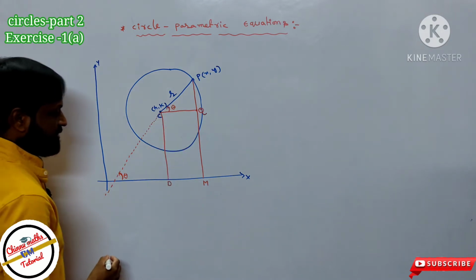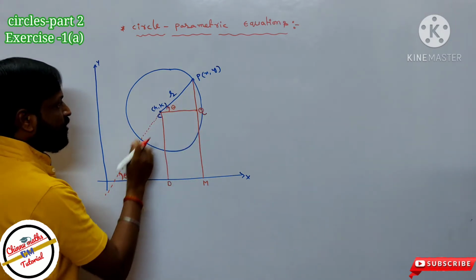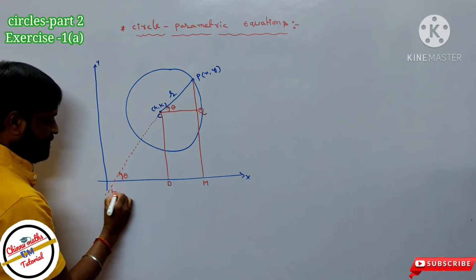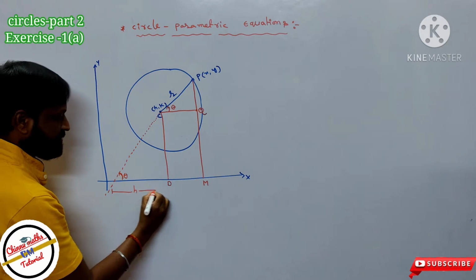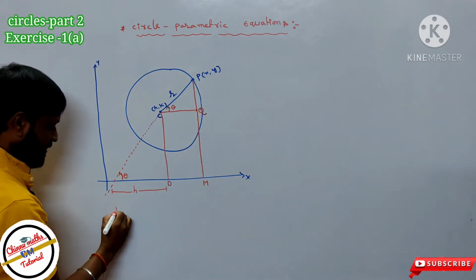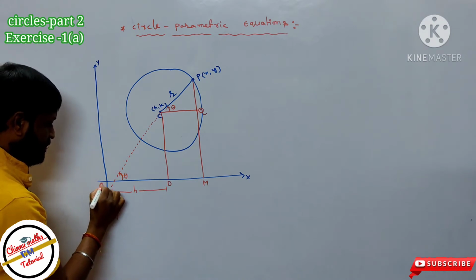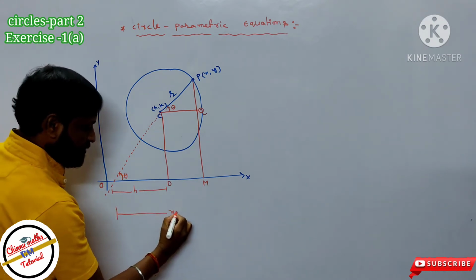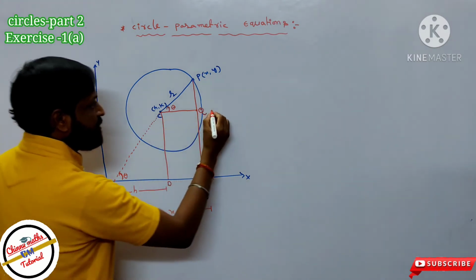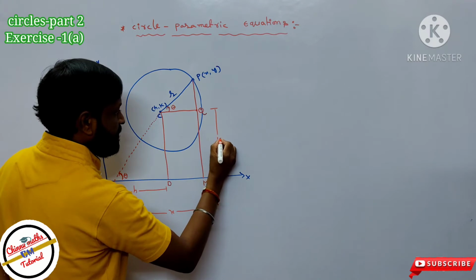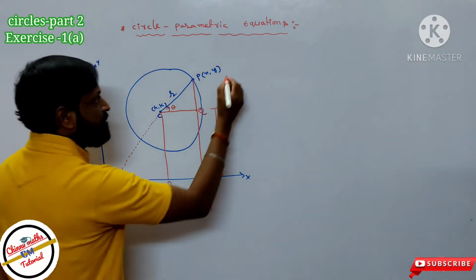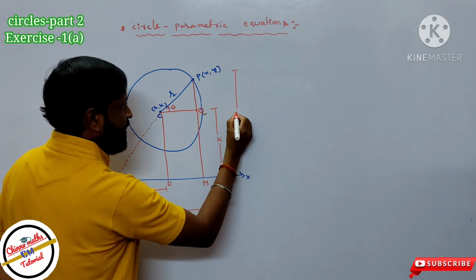Next, the point (h, k): this distance is denoted by h. The point x means the length OM, equal to small x. This distance CD is denoted by k. The total distance PM is denoted by y.